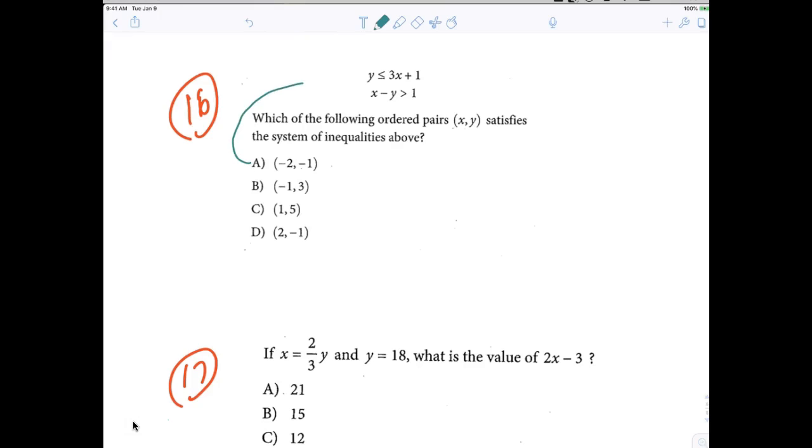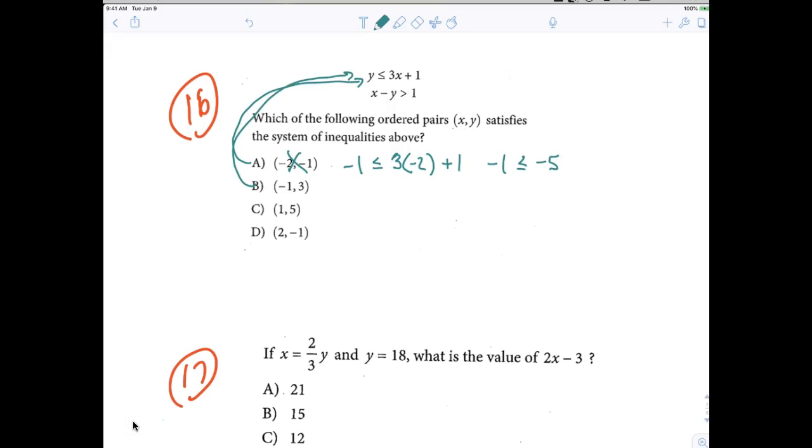For A, you plug in here. When I plug in there, I get -1 is less than or equal to 3 times -2 plus 1. -1 is less than or equal to -5. Is that true? Is -1 less than -5? No. So I can safely cross out A.